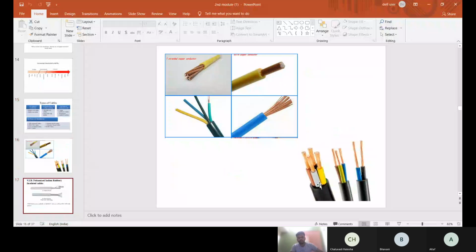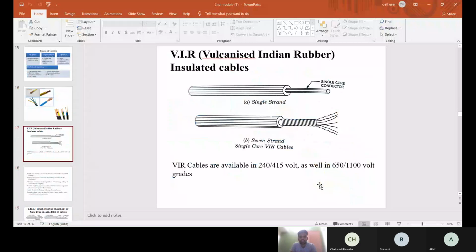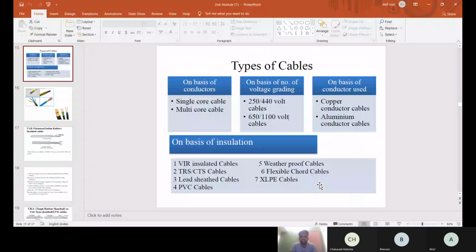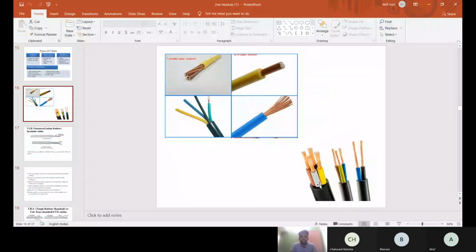Here, based on insulation, we decide VIR insulated cables, CTS, TRS or PVC, lead sheathed, like that. So we can see them one by one. VIR: vulcanized Indian rubber insulated cables.